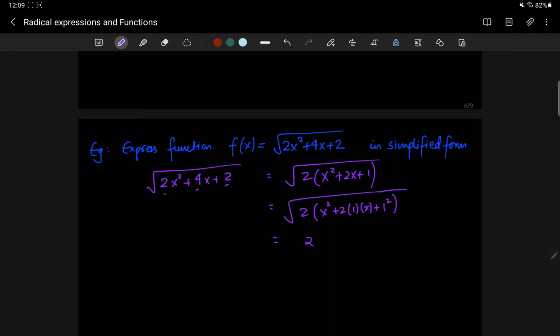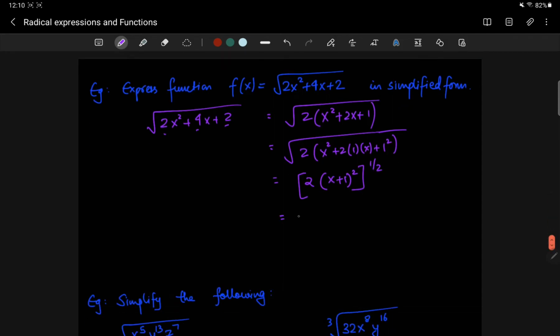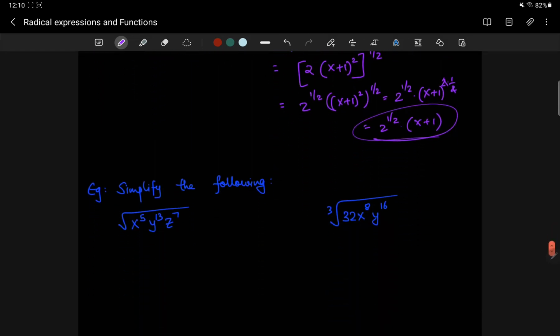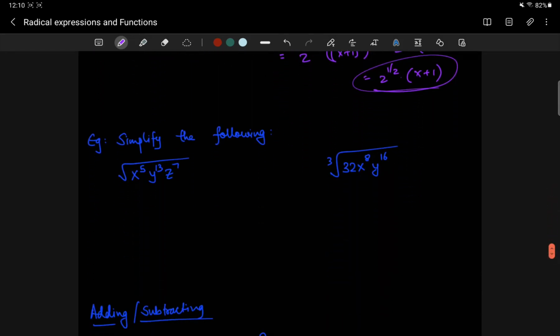So this is 2 times (x plus 1) squared, and the radical can be replaced by the exponent 1 half, which becomes 2 to the 1 half, and (x plus 1) squared to the 1 half, which becomes 2 to the 1 half and x plus 1, since 2 times 1 half is 1. So this becomes 2 to the 1 half times (x plus 1), the function in its simplified form. Let's do the same with a few more expressions.